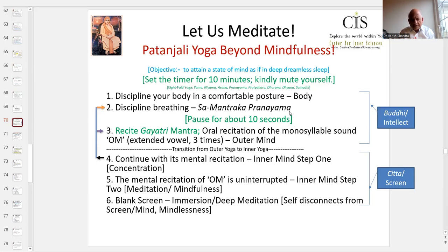Now we are in step 3, namely Pratyahara. We have said the Gayatri Mantra 3 times, gradually diminishing one. And then we recite that sound, pranodhvani. Let's recite the Gayatri Mantra.